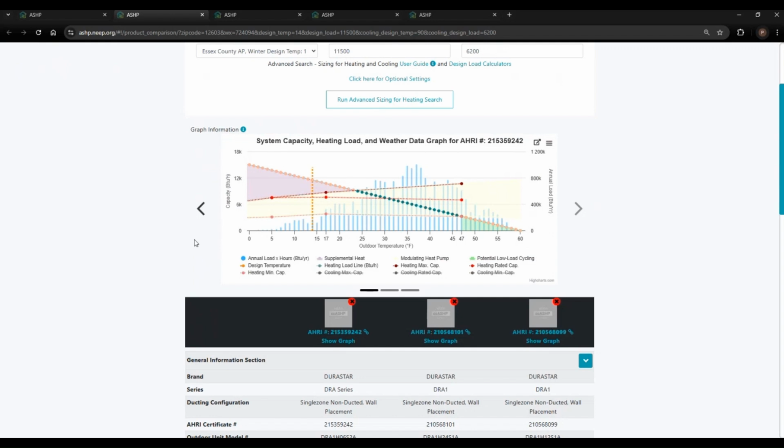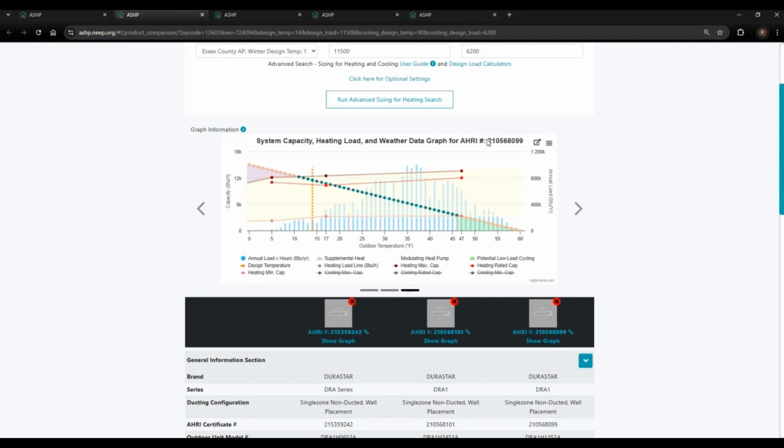We can see that this graph is likely the undersized piece of equipment as it has a large supplemental heating zone and needs supplemental heating at the design temperature. However, it has a small potential low load cycling zone. If we scroll to our third piece of equipment, we can see that it does not need supplemental heat at the design temperature, and it has a relatively small potential low load cycling zone. This is likely the right size piece of equipment when comparing these three.